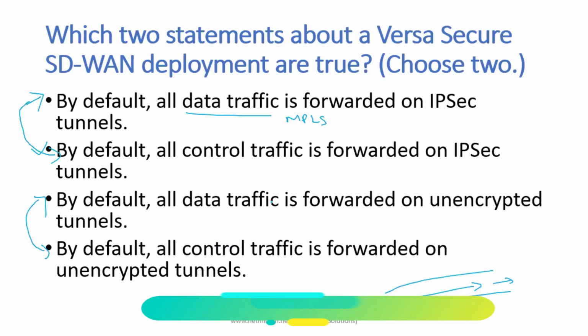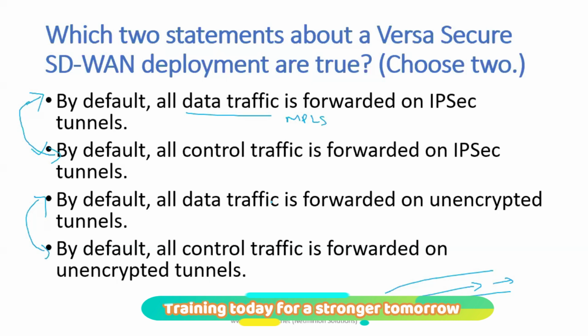But what I am thinking, let us say if we have something else like MPLS, not SD-WAN but some other stuff, then probably for data traffic I can deselect that, but I need to select control traffic as always. But if you go with the theory, yes, both of them are true.